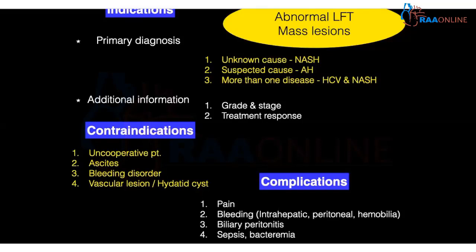Coming to complications, there can be pain, always give paracetamol in their hand. Bleeding can be either intrahepatic, peritoneal, or communication with the biliary tree producing hemobilia. Sometimes in severe cholestatic jaundice, biliary peritonitis can come. It can get secondarily infected, and bacteremia and sepsis may be there. These are all the complications.